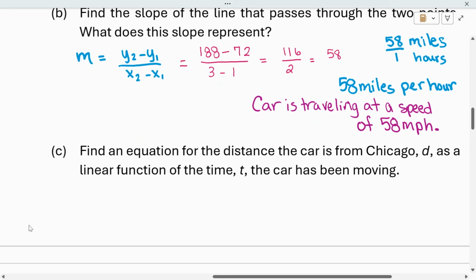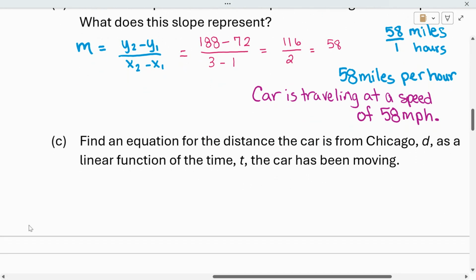The second thing that we're asked to do is find the equation for the distance that the car is from Chicago, and we're going to use the letter D. So the distance, remember, was y, and then we're using t for time. Well, that was x. So we're writing an equation for the distance the car is traveling from Chicago as a linear function of time.